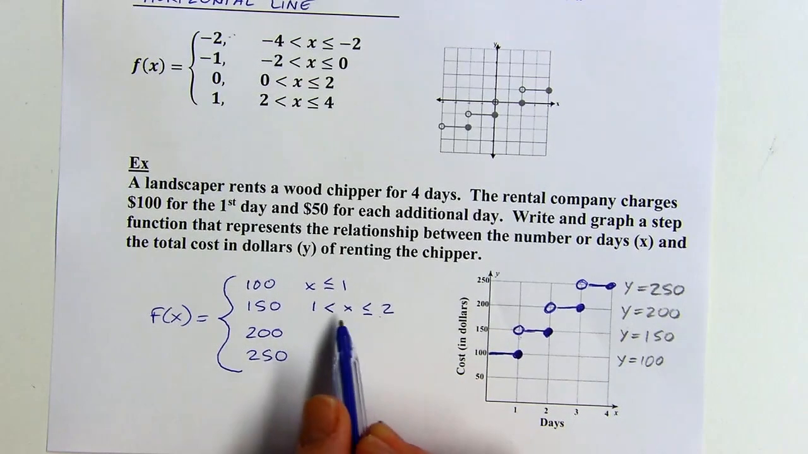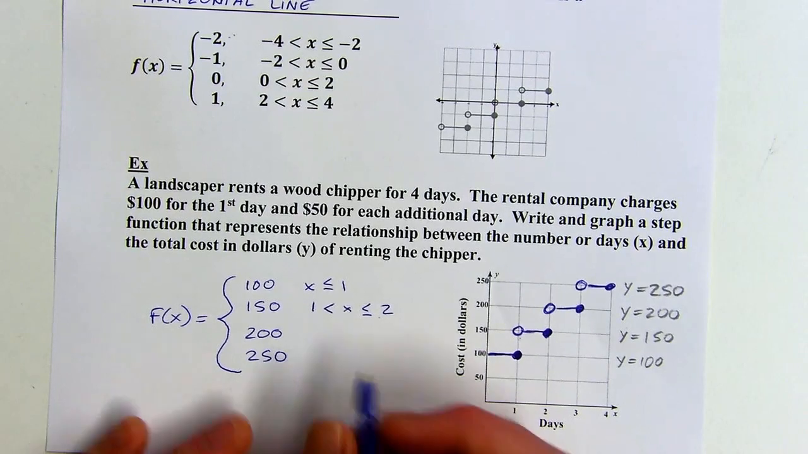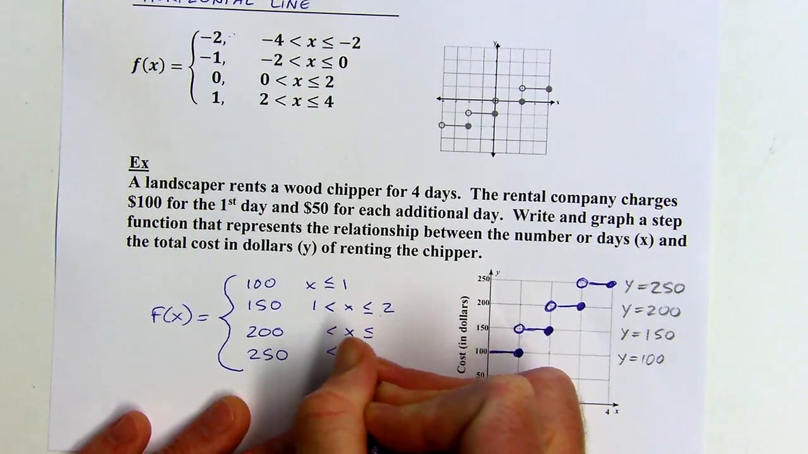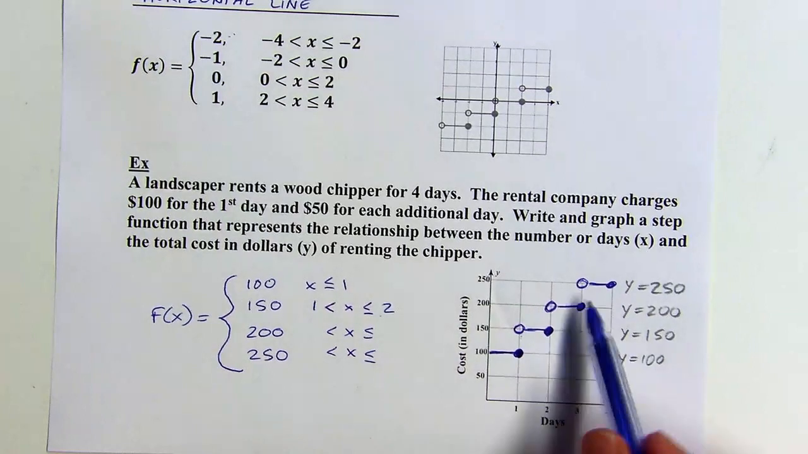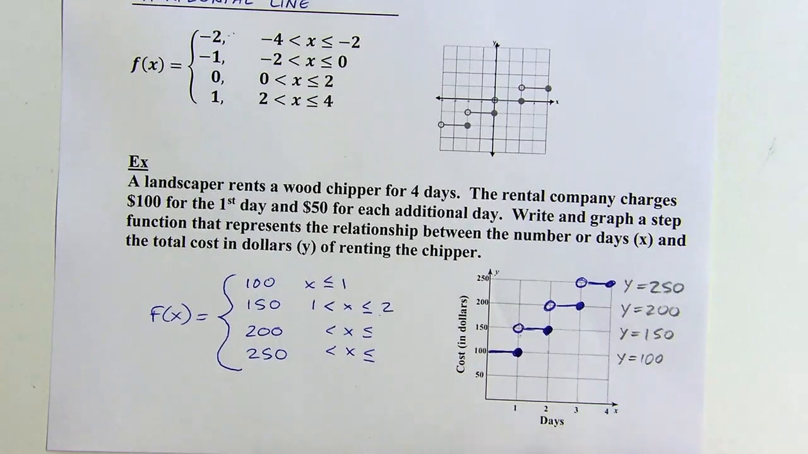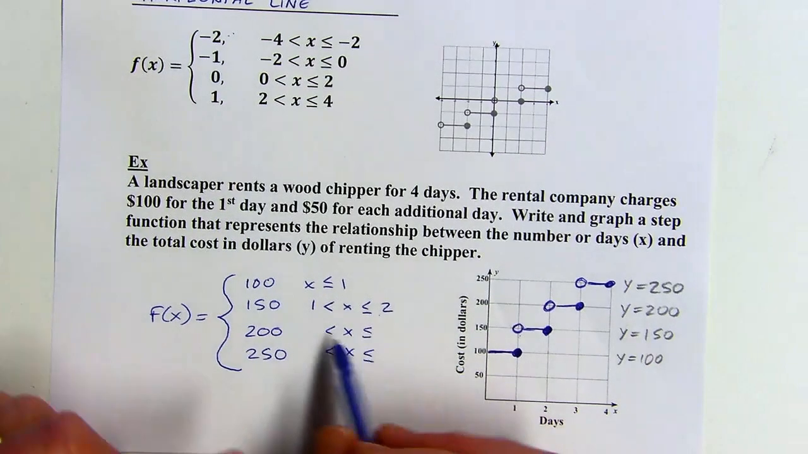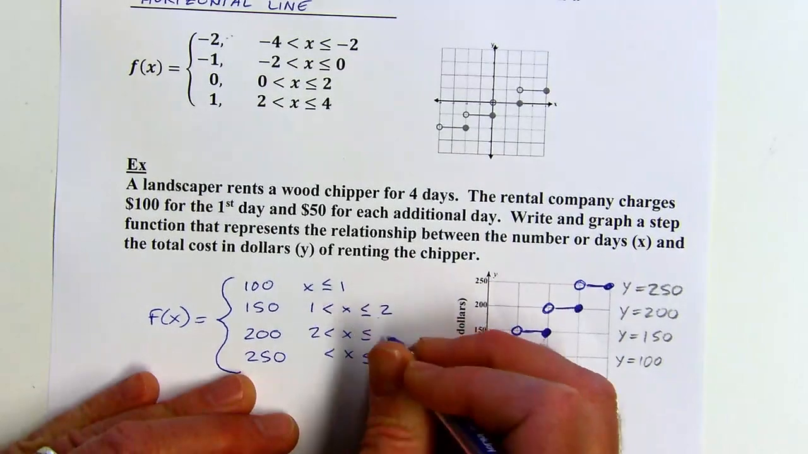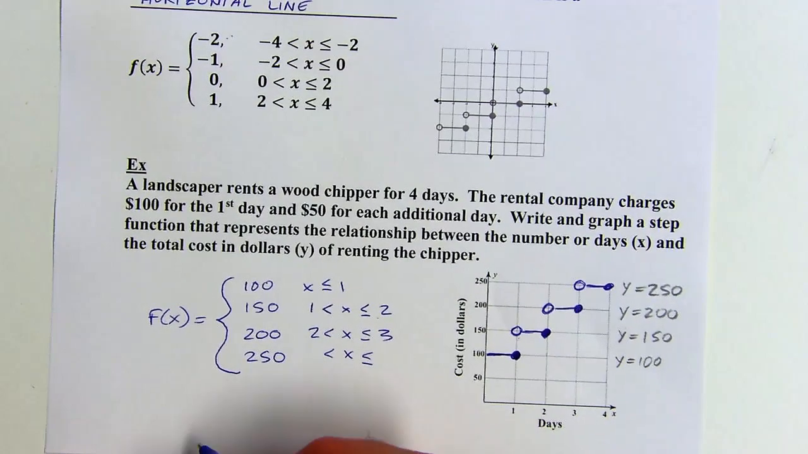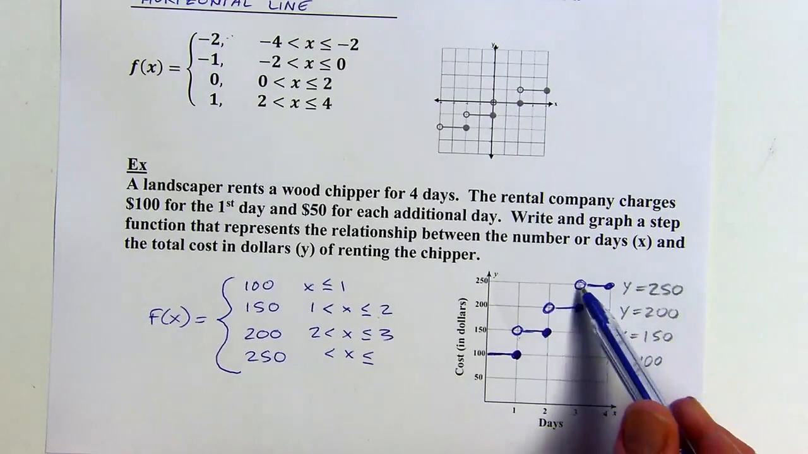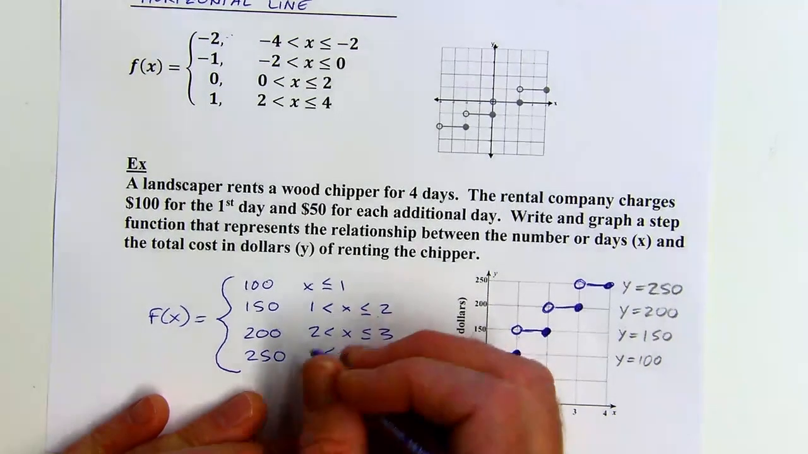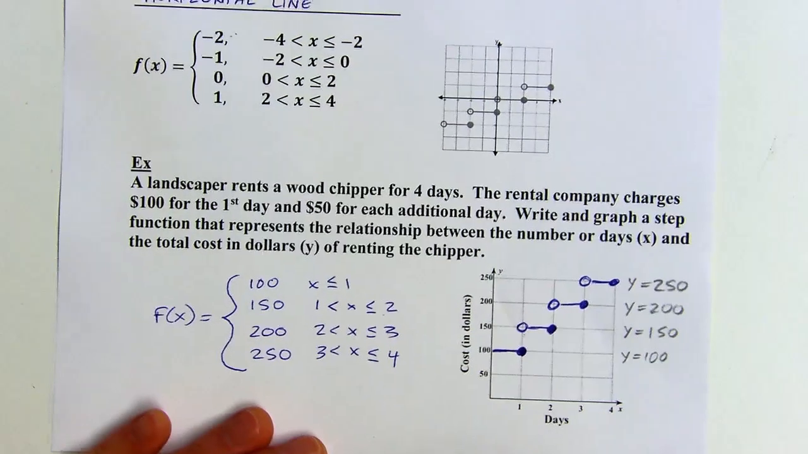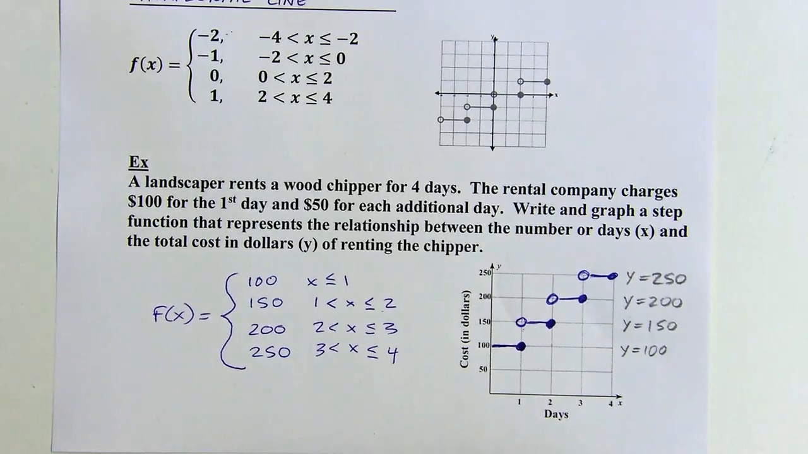And once you get that figured out, it's going to follow that same pattern for the rest of these, because we have the same kind of situation happening where we've got an open dot on the left and a closed dot on the right. Okay, so next, for the 200, I'm going to be between 2 and 3 days on the number line with the 3 included. And then for the last day, we're going to be between 3 and 4. Okay, and there's my step function and the graph. And that's the end of the section, and I'll see you next time.